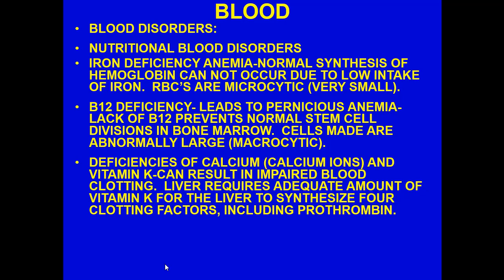Now, the other side of the coin is B12 deficiency, which leads to pernicious anemia. You see, the lack of B12 prevents normal stem cell divisions in the bone marrow. B12 is involved with synthesis of DNA and things like that. So the cells are made abnormally large, macrocytic.